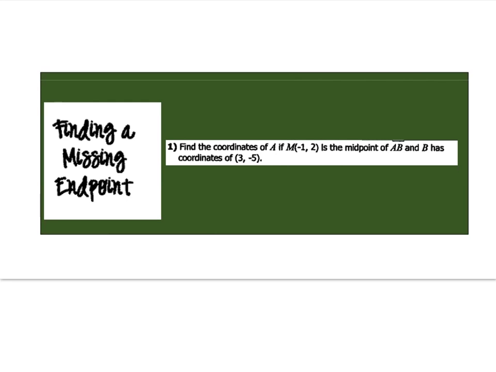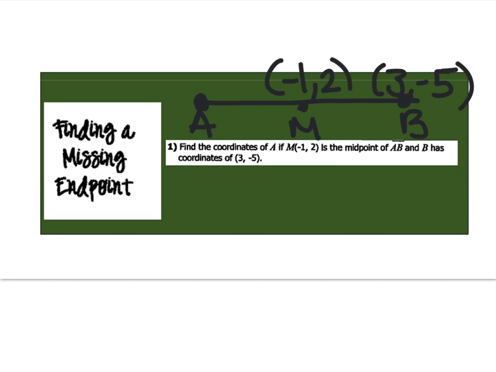So here we go. What do you do when you don't know what to do? You start with a picture. So here is my picture right here. Find the coordinates of A. So if I'm looking for A, I need to find that. M is the midpoint, and B is the other endpoint. It says B is located at 3, comma, negative 5, so I write 3, negative 5. And M is at negative 1, comma, 2. What we're given, we put in the picture, and what we're looking for, we write as variables.